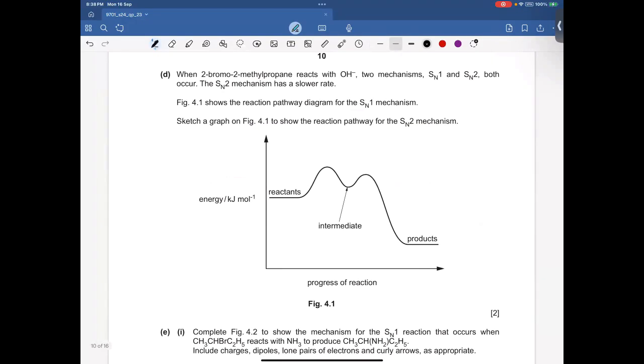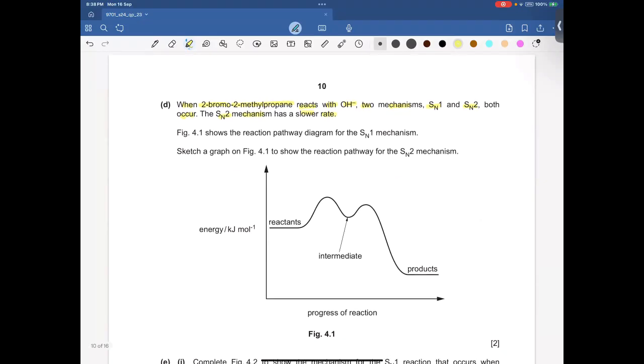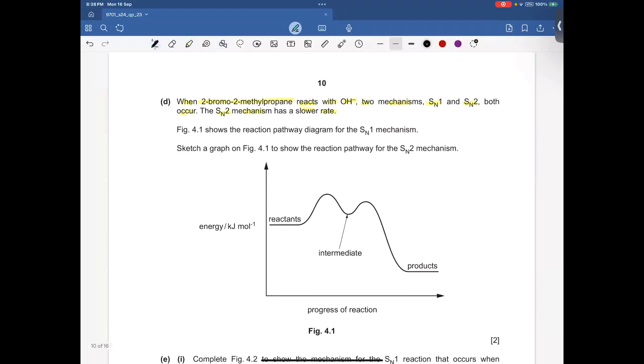Part D. When 2-bromo-2-methylpropane reacts with hydroxide ion, two mechanisms, SN1 and SN2, both occur. The SN2 mechanism has a slower rate. Okay. So 2-bromo-2-methylpropane. First, we need to make the structure. Propane means 3 carbon atoms. 2-bromo means on the second carbon atom, we have bromine and a methyl group both. So that's the structure of 2-bromo-2-methylpropane. And from this structure, we conclude that it's a tertiary carbocation. Tertiary.